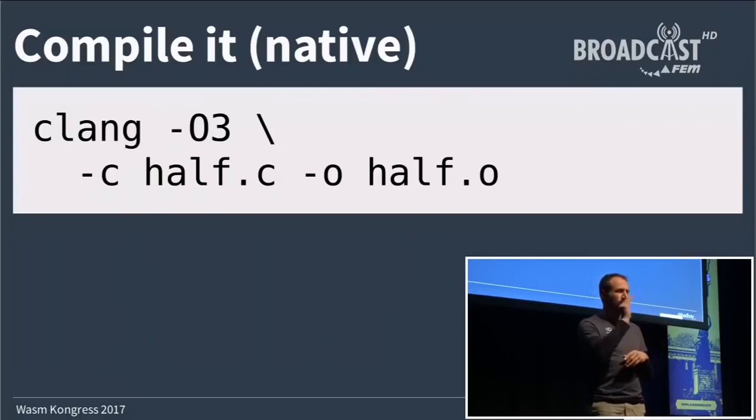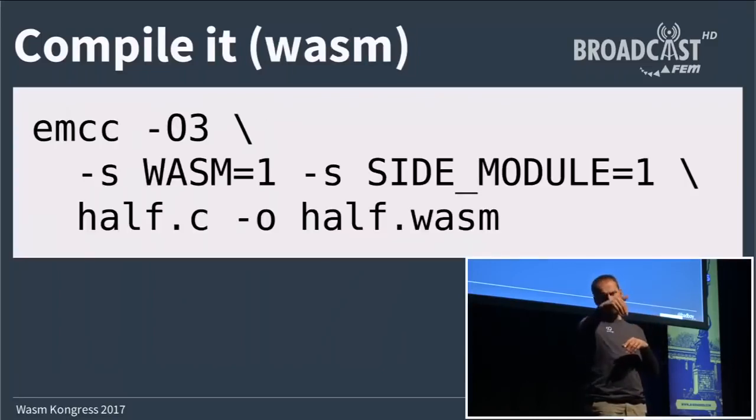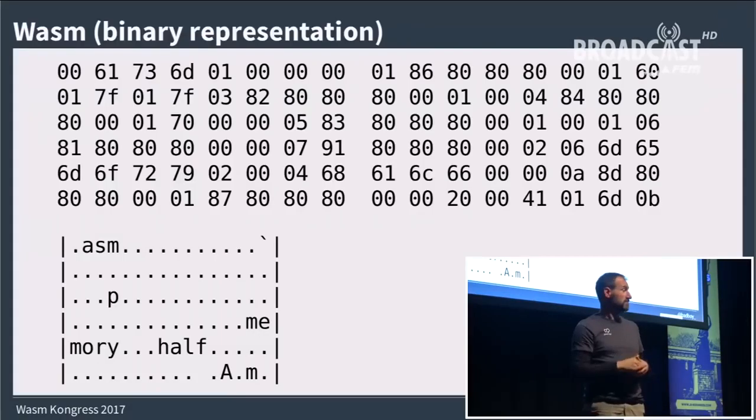That one you can link to some other application that can then halve numbers easily. If you want to do the same with WebAssembly, you need to call Emscripten, pass a few more flags, and tell it to output a WebAssembly module. And out you get this. This is the binary representation of WebAssembly, and this is what actually would get delivered to your browser.